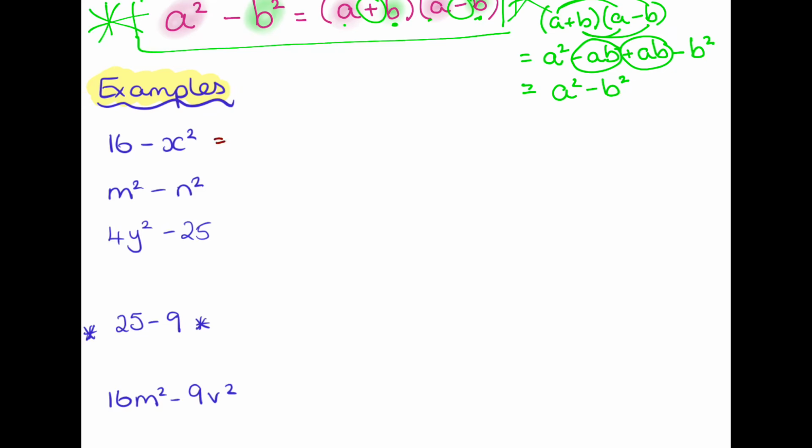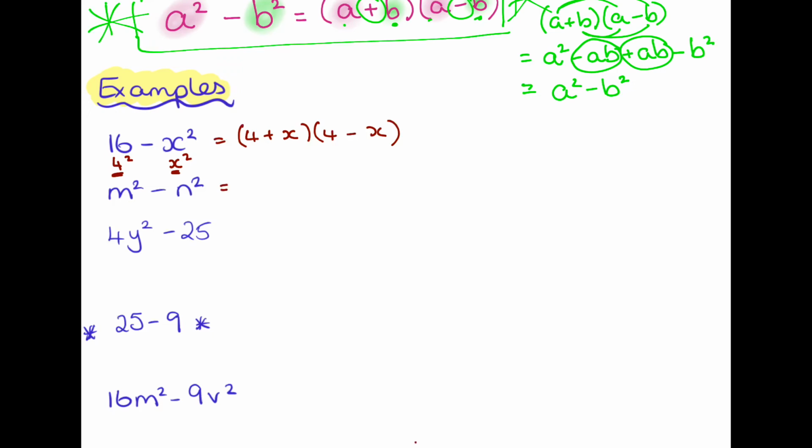First of all, we need to check if it's a difference of 2 squares before we go ahead and just factorise it willy-nilly. So 16 is 4 squared, and x squared is obviously x squared. Okay, so we need to make 2 brackets. The thing that's squared here goes in the beginning of the brackets. The thing that's squared here goes in the end of the brackets, and we need 1 plus and 1 minus.